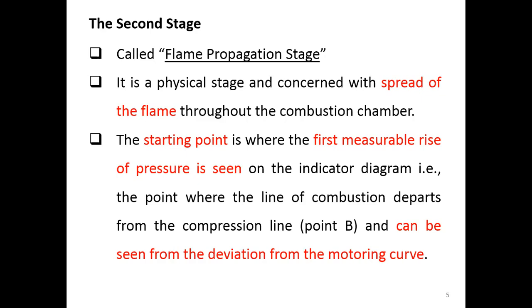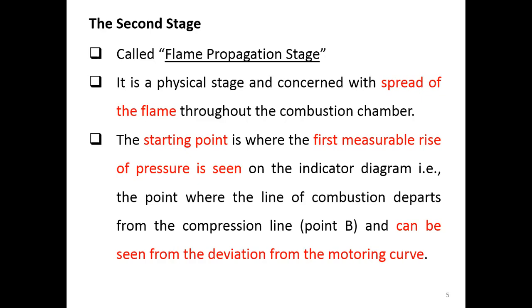It is a physical one because you can see it. But the first one you don't see. You don't see what happened inside until you see the flame. But the second stage is physical, because you can see it. This stage is concerned with the spread of the flame throughout the combustion chamber. That means what you see is the flame traveling throughout the combustion chamber.